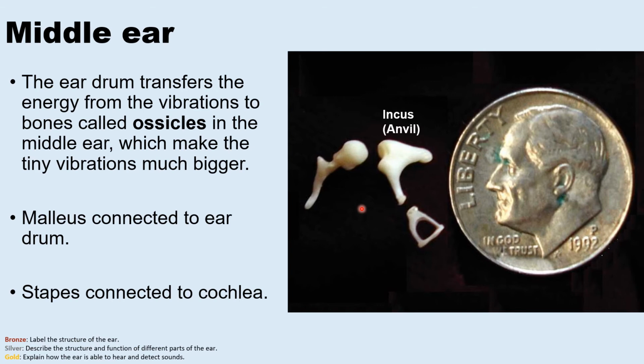So your incus here, that is your anvil. So that is like the blacksmith's tool that they hammer steel and other metals into shape. Then you've got your malleus, which is your hammer. So I think that's self-explanatory because of the shape of it. And then you've got the stapes, which is the stirrup. And that is the actual size of these bones in comparison to an American coin. I believe that's a quarter, but I'm not too sure.